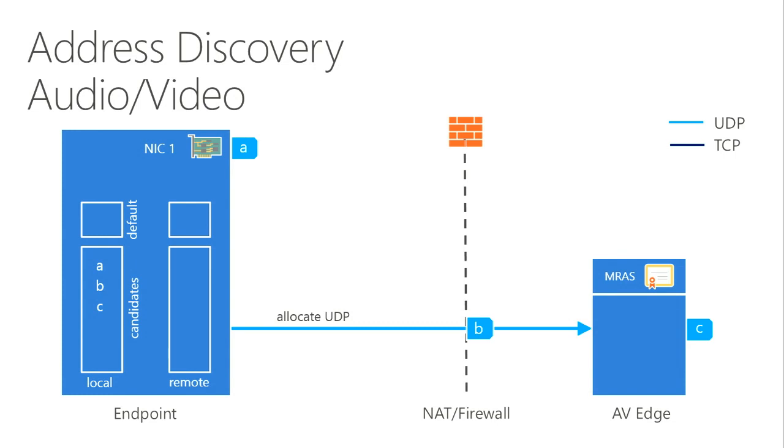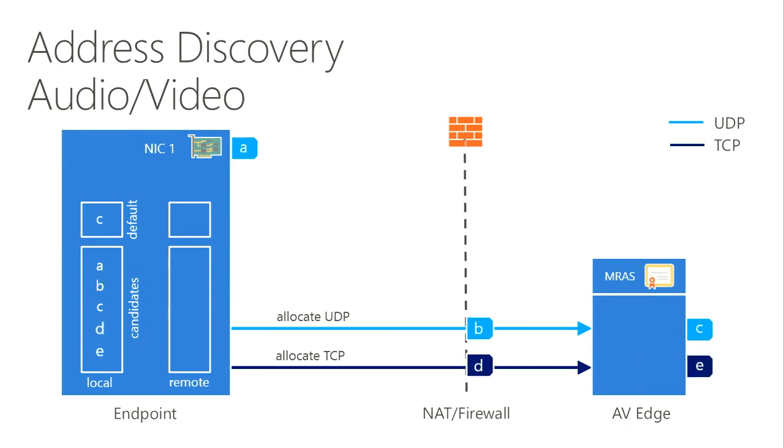However, in case you will not be able to use B for your media session, there's also this candidate C. That's a candidate on the relay. That's representing the IP address of the edge server plus a port. So in case you need to use that, here you go. And then we do the same for TCP.